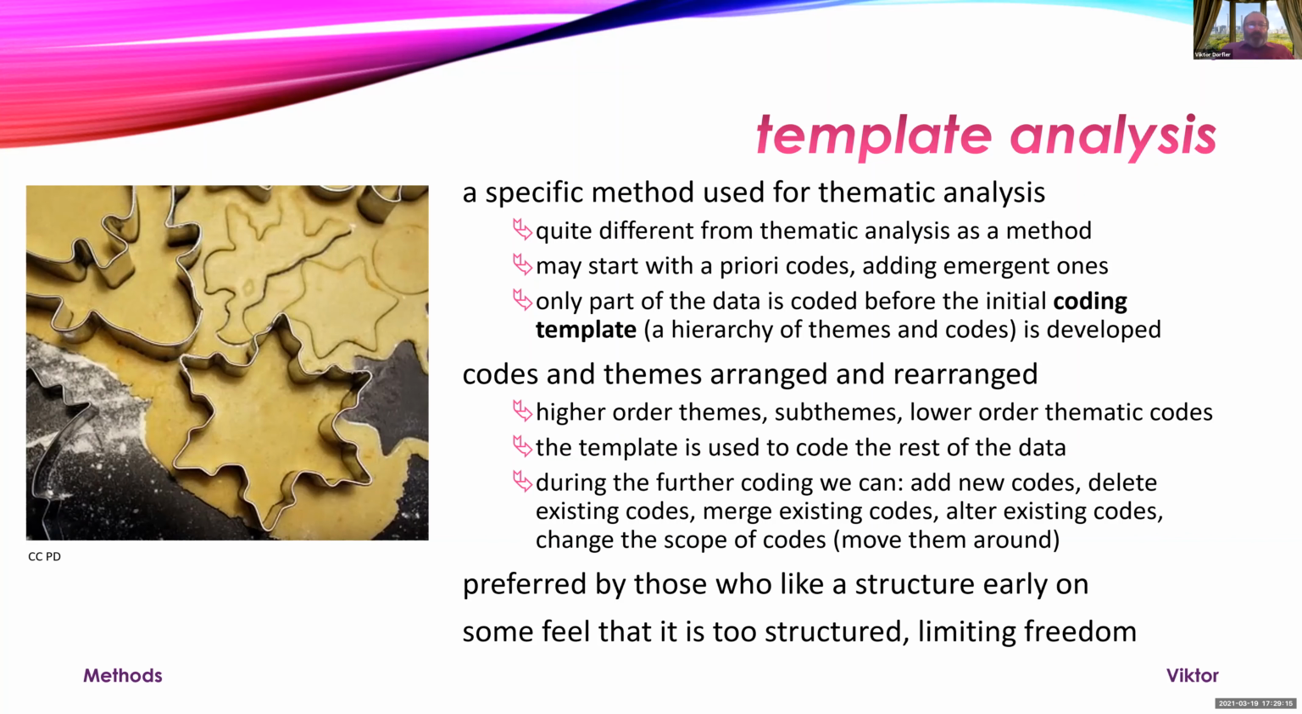So here I listed what are those things that you can do after you have the initial template. You can add new ones, you can delete previous ones, you can merge them, you can change them, and also you can change what they mean. So what the scope is, what they apply to, so what the scope of the particular codes are. So all these things, basically you can do anything, but it is normally done in a way that you have some level of record of how you were doing the changes.